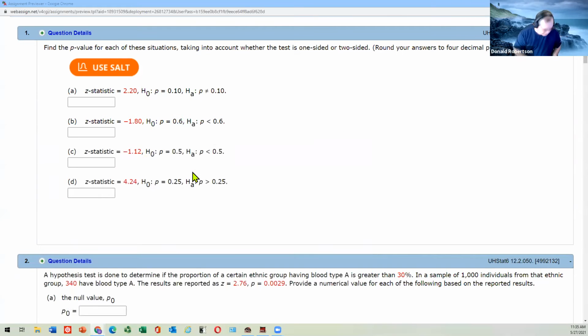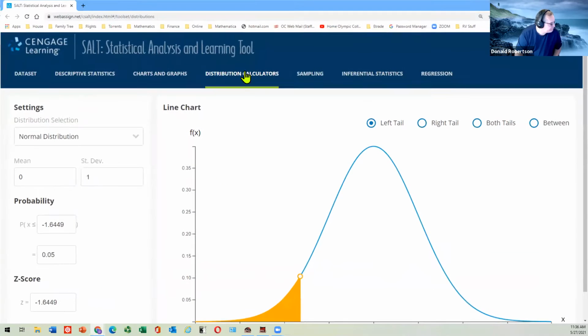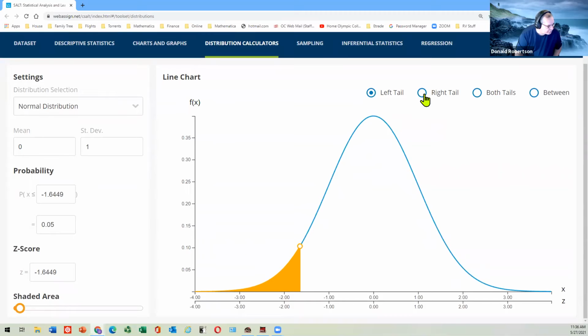So let me pick a different one in this list here then. This guy here is 4.24. The null is 0.25 and the alternate is it's bigger. Isn't this a right tail test then? So when I hit salt, I'm going to just remember the 4.25 part and that it's right tailed. So I hit salt. I remember it's right tailed. And I wish I could remember what the number was. I think it was 4.25. Let's pretend it was.